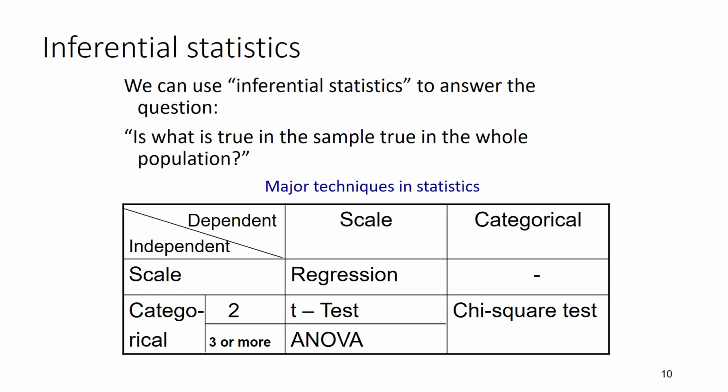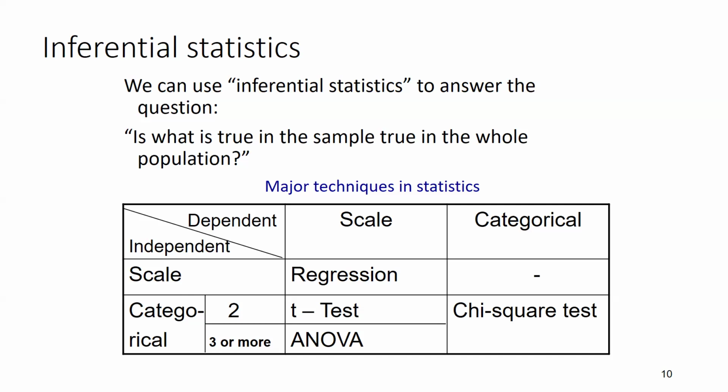But when you have categorical data on the x-axis, but you have scale data on the y-axis, we use t-test and ANOVA. If assumptions don't apply, then we use the equivalent non-parametric test. And what about when we have categorical data on both the x and y-axis? So we use the chi-square test. So this is it. And maybe we can explain this using the board.